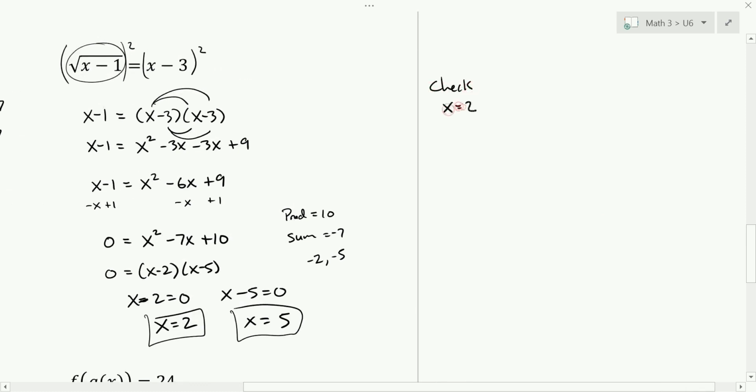If x is 2, we get the square root of 2 minus 1 is equal to 2 minus 3. Well, that's the square root of 1, and that's negative 1. Is that true or false? False. When you take the square root of 1, you should get positive 1, not negative 1, so that's false. And so we need to throw out the 2. Okay, let's check the 5.